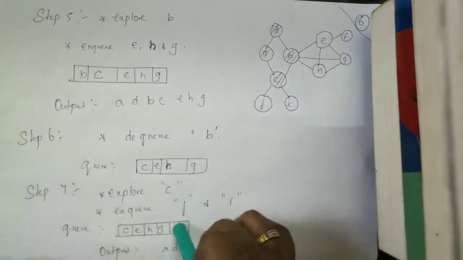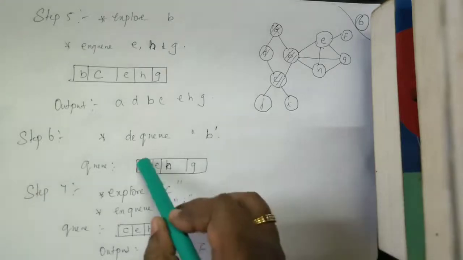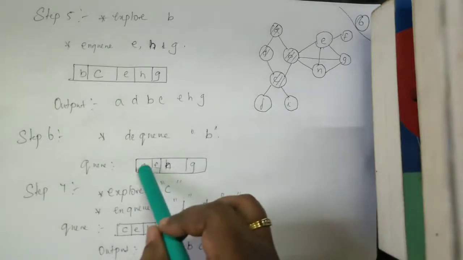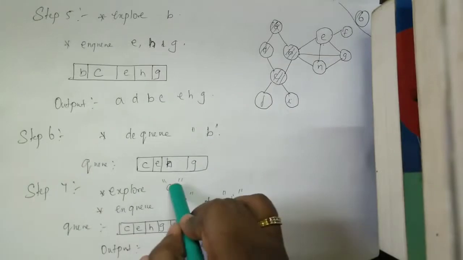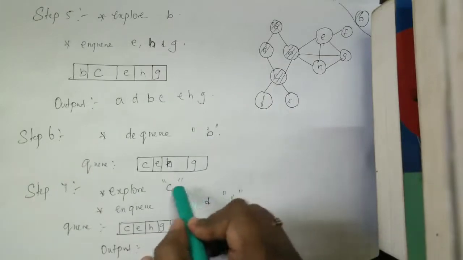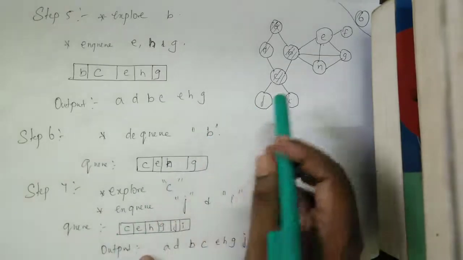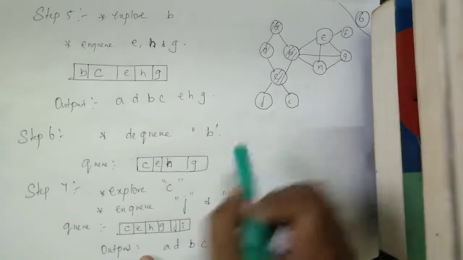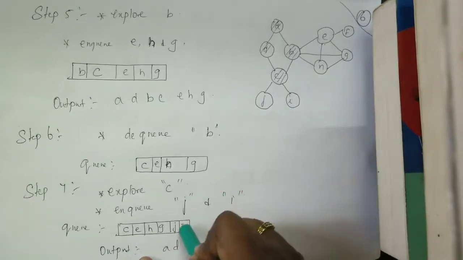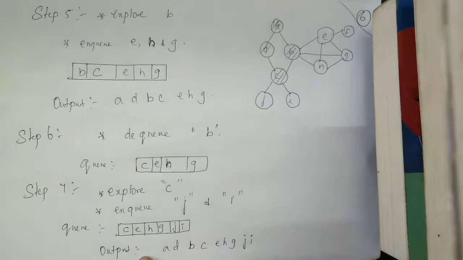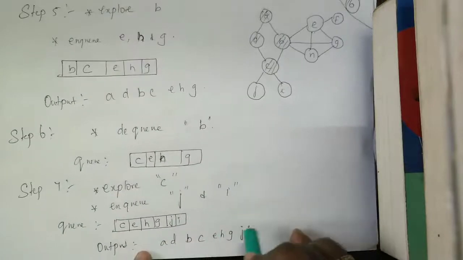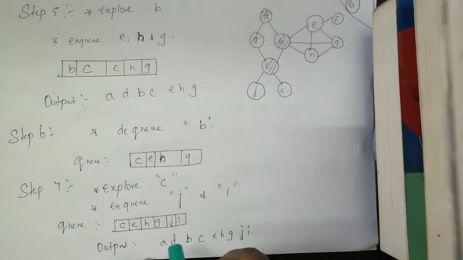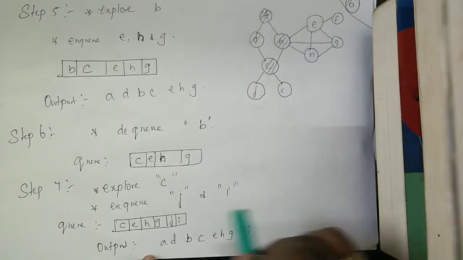In the next step, we got to explore C. Now when we look at C, we have two adjacent vertices present with C. So we have to NQ them, J and I. We are adding them to the queue and also to the output. So now the output is A, D, B, C, E, H, G, J and I.